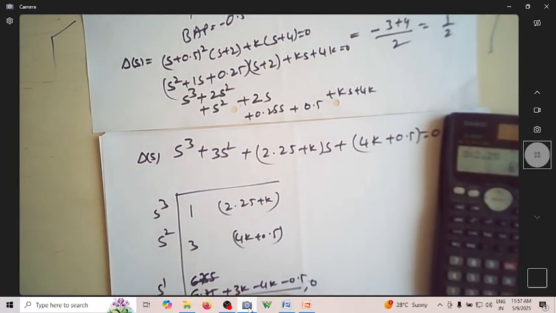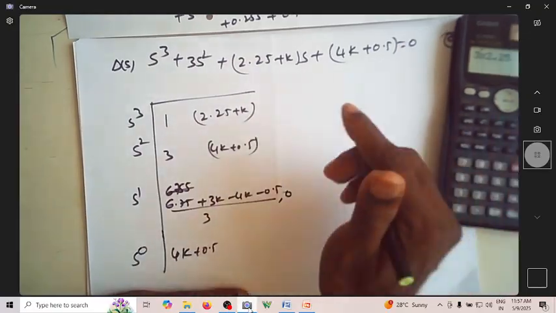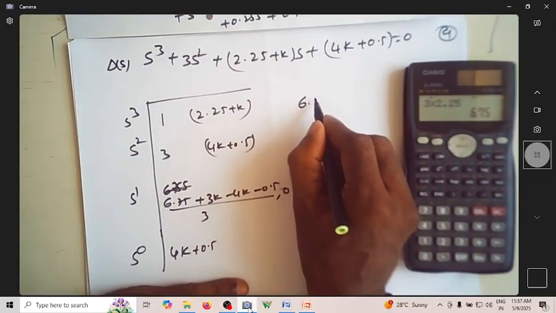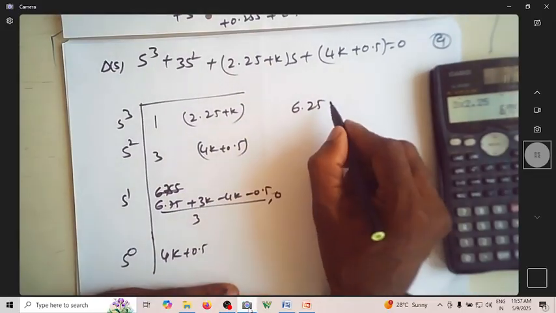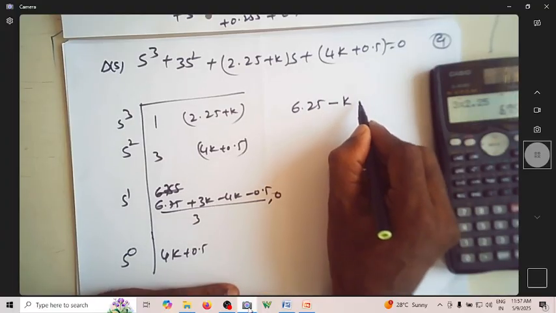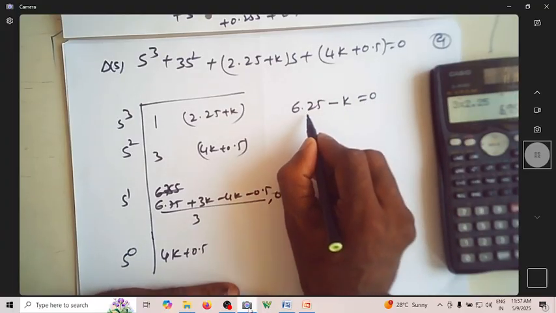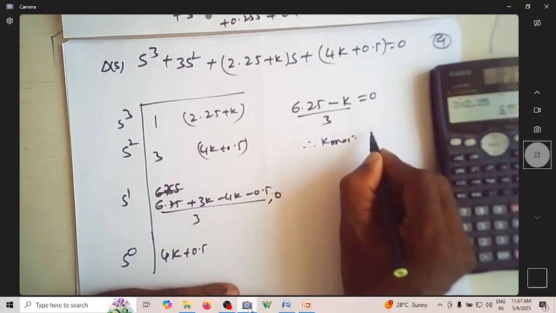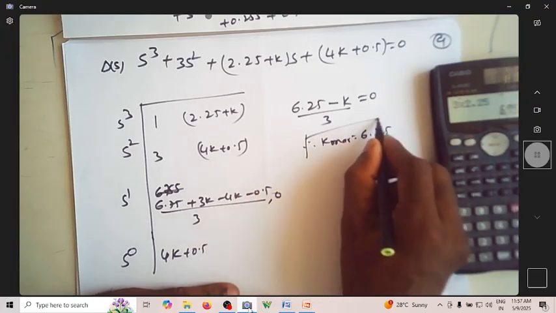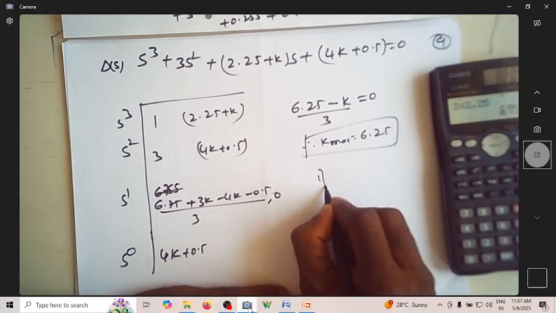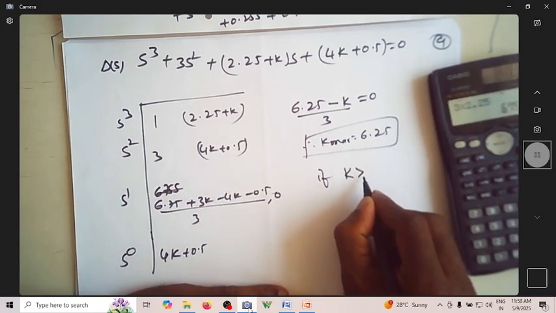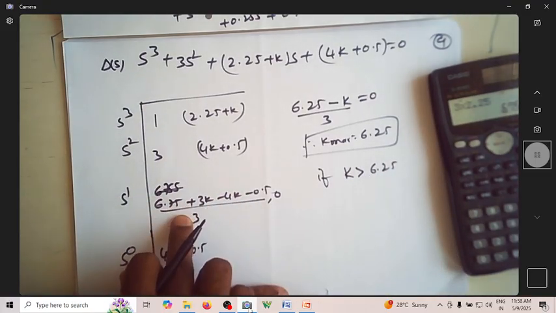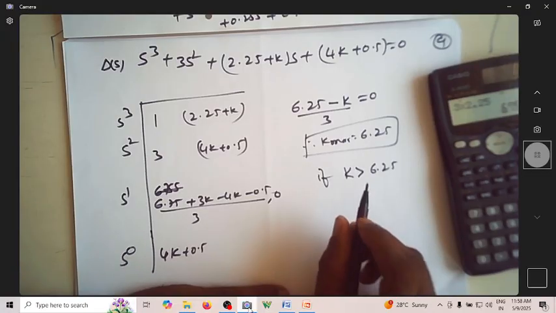So this term can become 0. This term can become 0. So what we have now is 6.25 minus K can be 0. Of course, divided by 3, can be 0. Therefore, K margin is 6.25. If K is greater than 6.25, then this will become negative, meaning there are two sign changes.